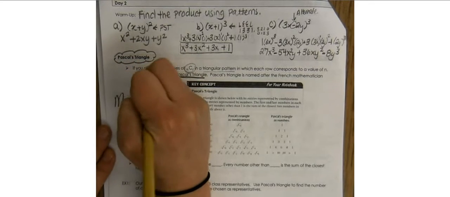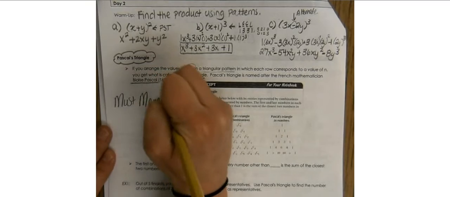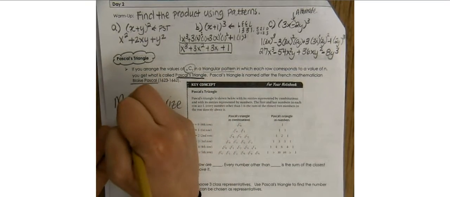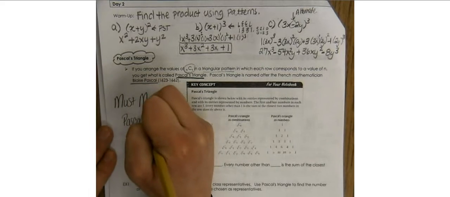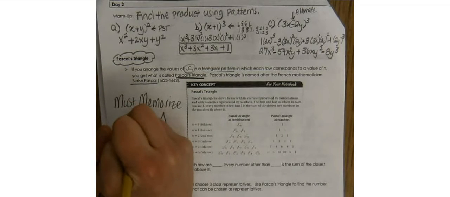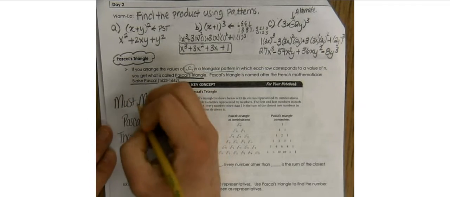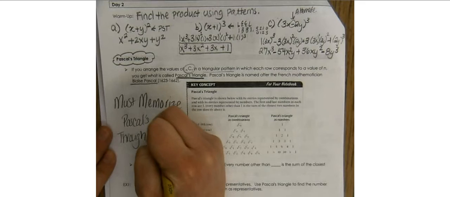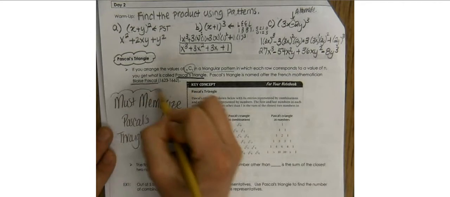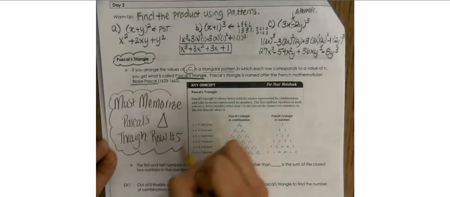So I'm going to write that before I describe it. So you must make sure that you memorize Pascal's triangle through row 5. So let me go ahead and explain to you how to use Pascal's triangle. Let me zoom in really quick. So Pascal's triangle goes like this.